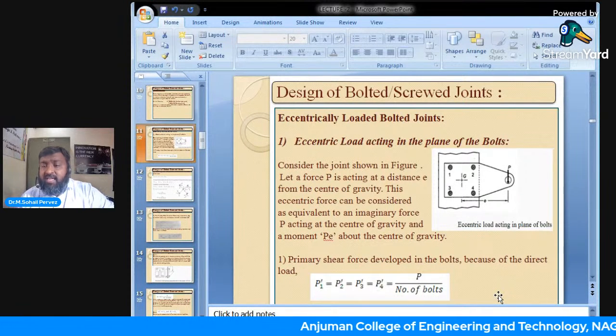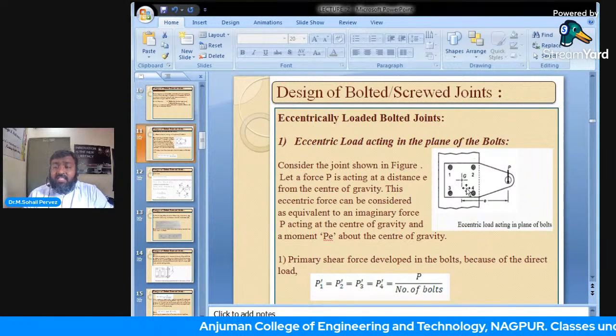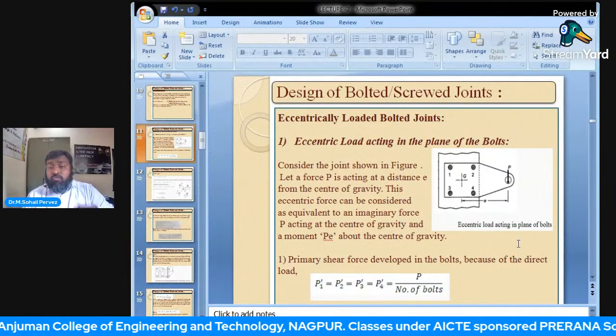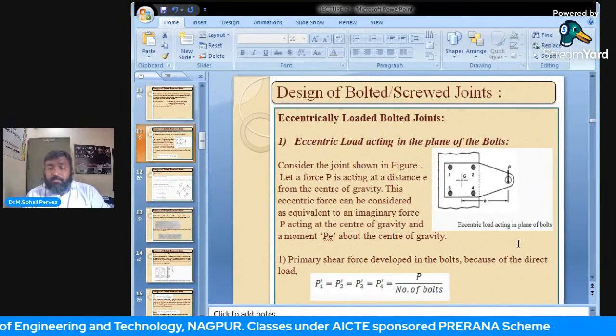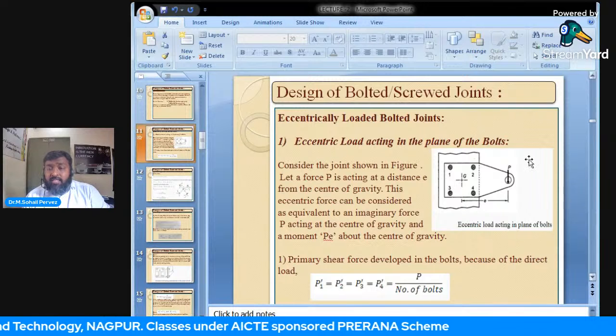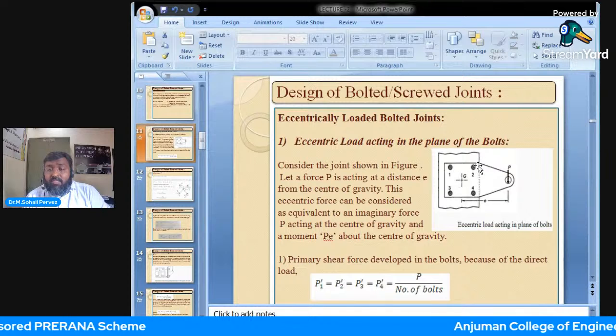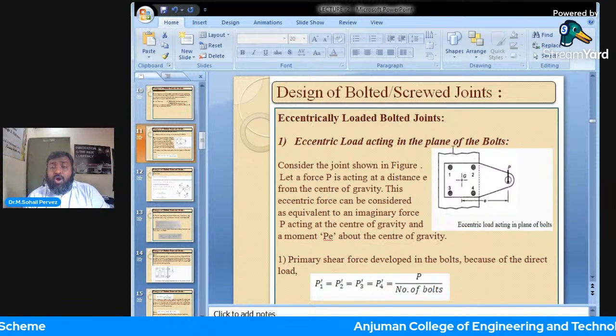Now look at this diagram, wherein this plate is held by 1, 2, 3, 4 bolts, and the point of application is at P, which is at a distance of small e from the CG of the rivet system or the screwed system.